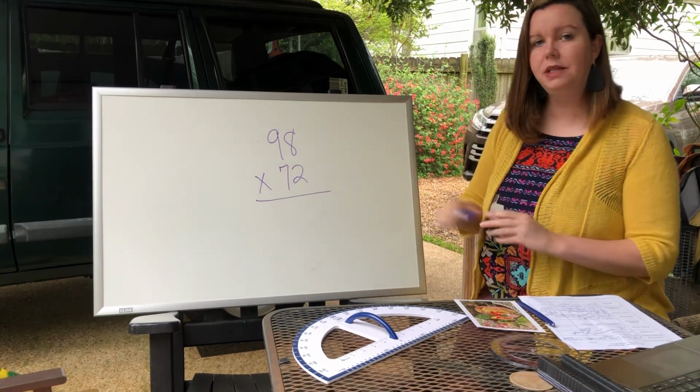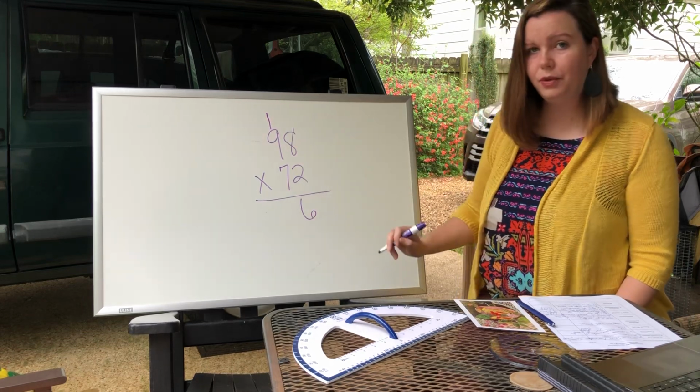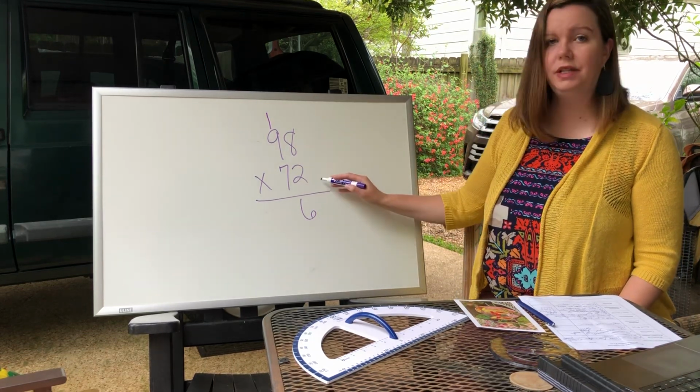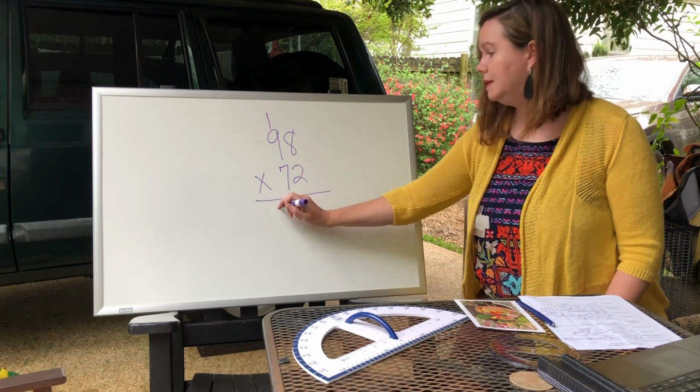Okay, so 8 times 2 is 16. Regroup. Multiply everything times our 2. 2 times 9 is 18, plus 1 is 19.